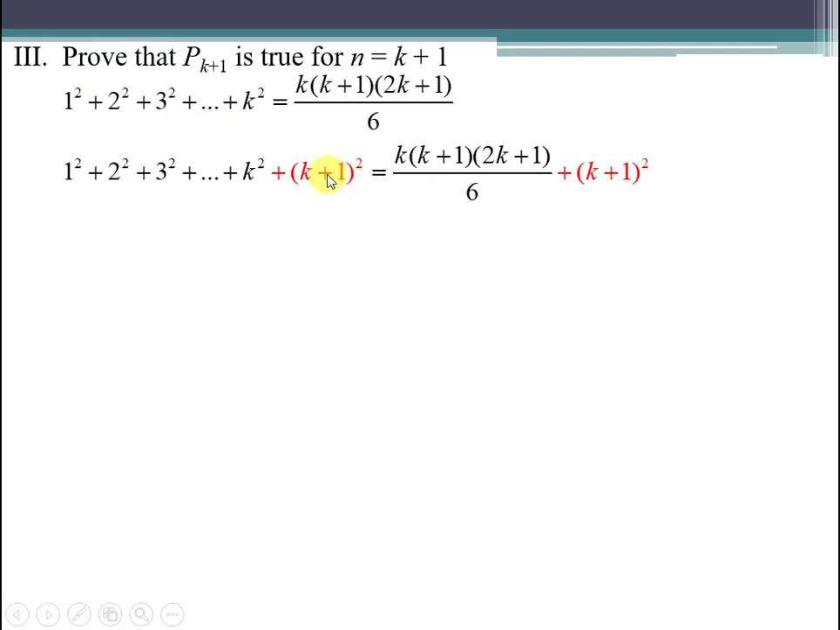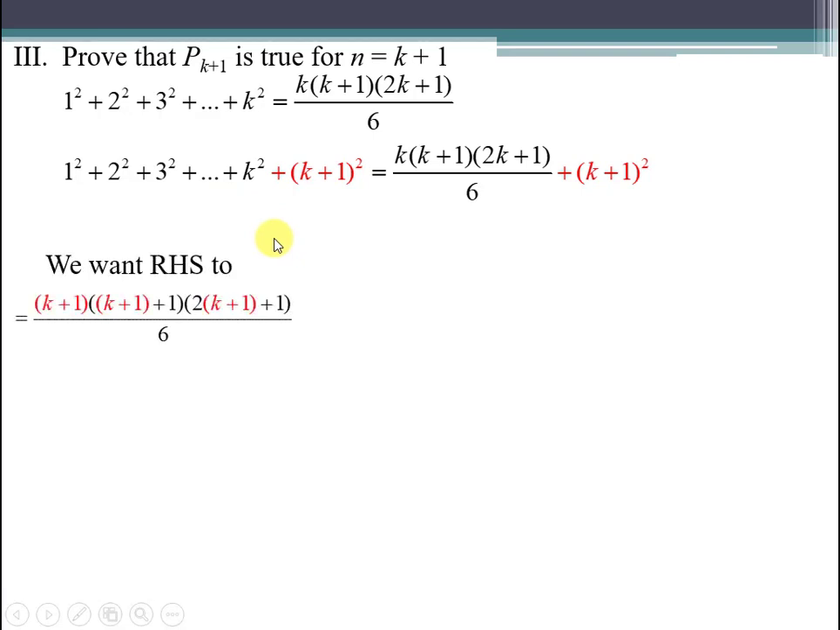So here we should add the next one, k plus 1 squared, and in the right side also k plus 1 squared. If we add the similar terms, it will not change. So our statement will not change. Equality.